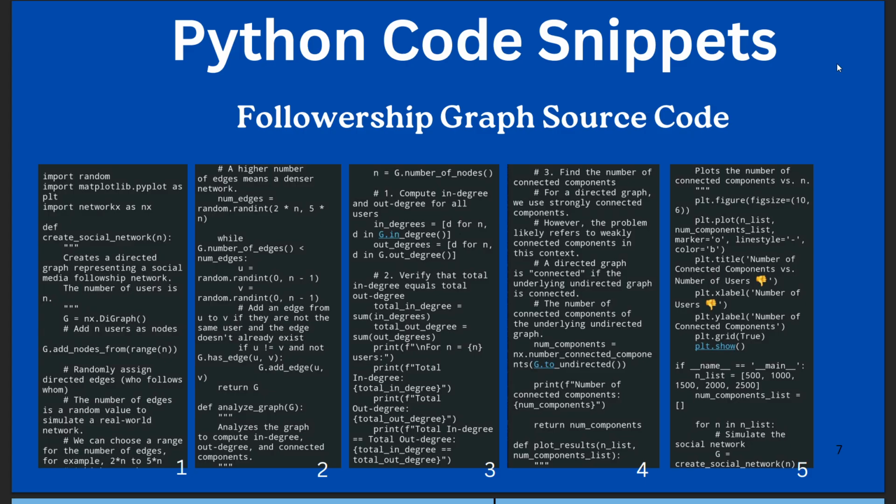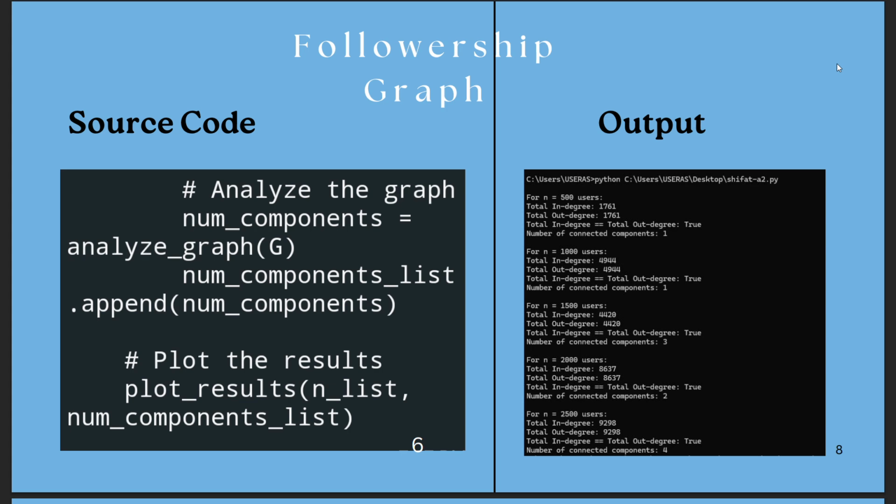For the followership graph, the code creates n nodes, adds directed edges based on 1 to 5 random follows per user, computes in and out degrees and SCCs, and finally plots the SCC count versus users. This turns the abstract graph theory idea into a concrete experiment we can visualize.